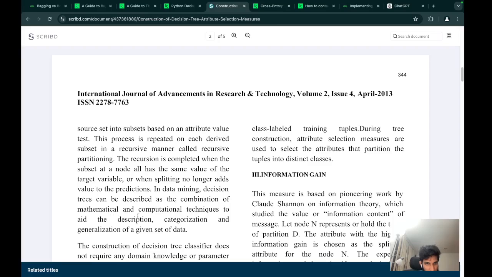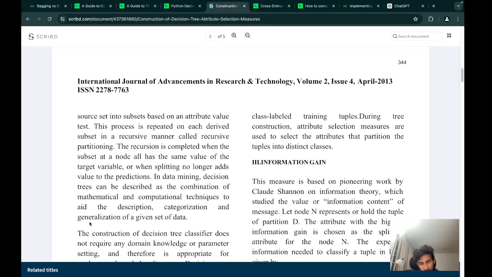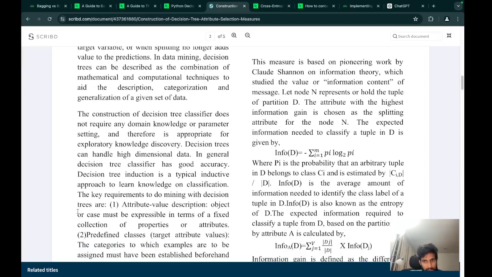Data mining is a combination of mathematical and computational techniques to aid the description, categorization, generalization. Please don't use sentences like that. The construction of decision tree classifier does not require any domain knowledge or parameter setting and therefore is appropriate for exploratory knowledge discovery. Damn, these data mining people love the sentence. Exploratory knowledge discovery. Wow. Yes.